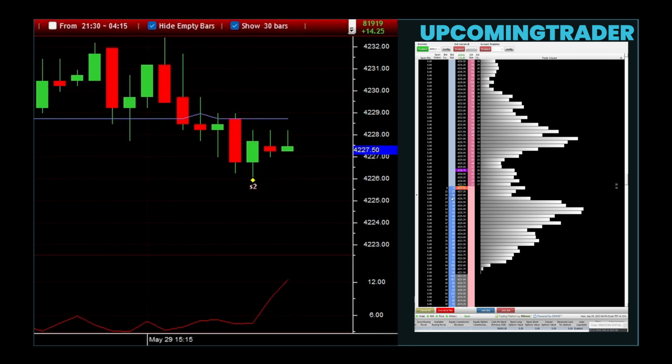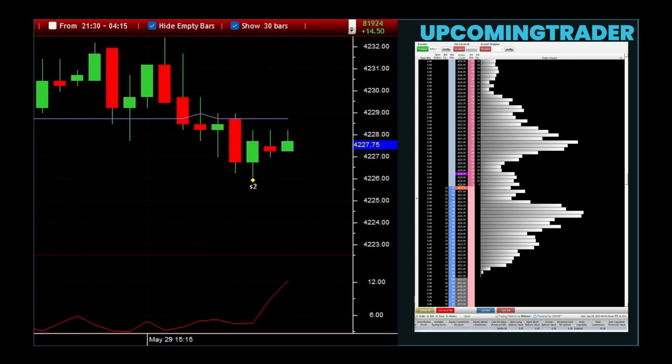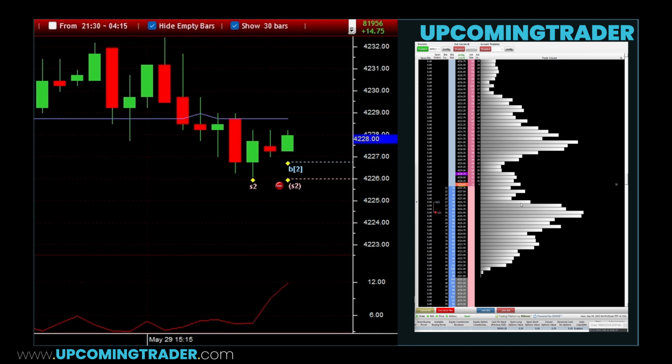Finally, there are single prints. Single prints show where the price moved very quickly, leaving a gap in the market profile. These rapid movements often occur when there is a sudden influx of buying or selling interest, leading to little to no trading activity at these levels.